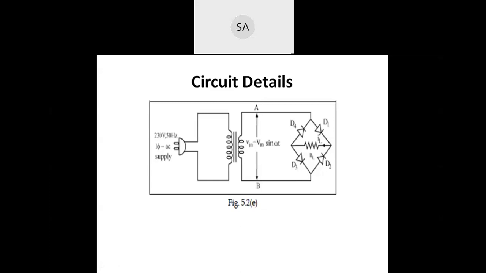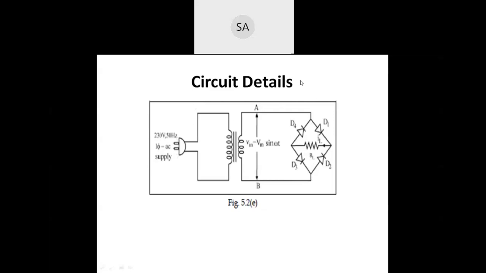Using this circuit, full wave operation can be obtained even without the center tap transformer in the bridge rectifier. It contains four diodes D1, D2, D3, D4 connected to form a bridge. The alternating voltage is applied to the diagonally opposite ends of the bridge, that is, the input alternating voltage is applied across two diagonally opposite ends of the bridge.